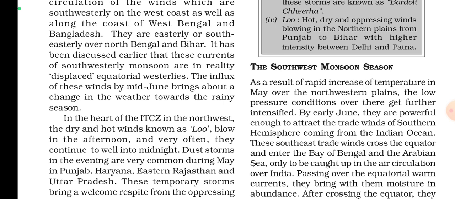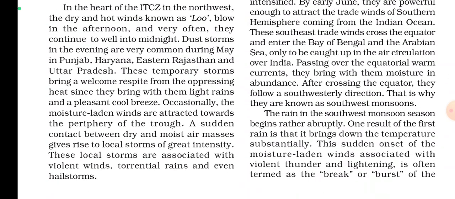It has been discussed earlier that these currents of southwesterly monsoon are in reality displaced equatorial westerlies. The influx of these winds by mid-June brings about a change in the weather towards the rainy season. In the heart of ITCZ in the northwest, the dry and hot winds known as Lu blow in the afternoon, and very often they continue well into midnight.